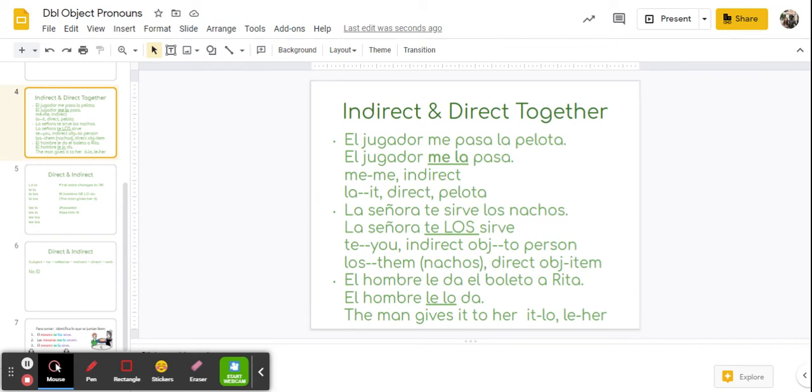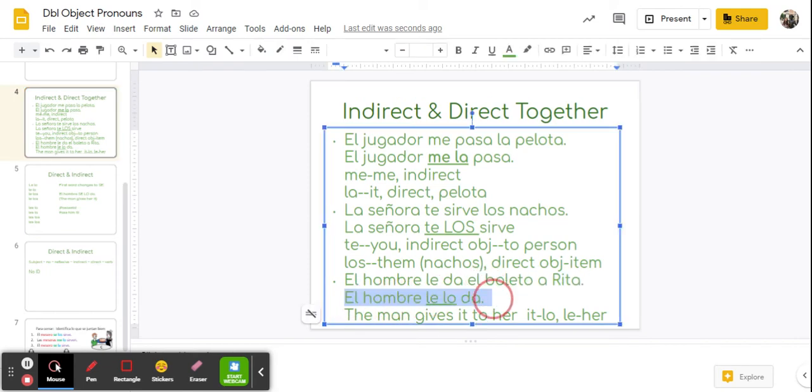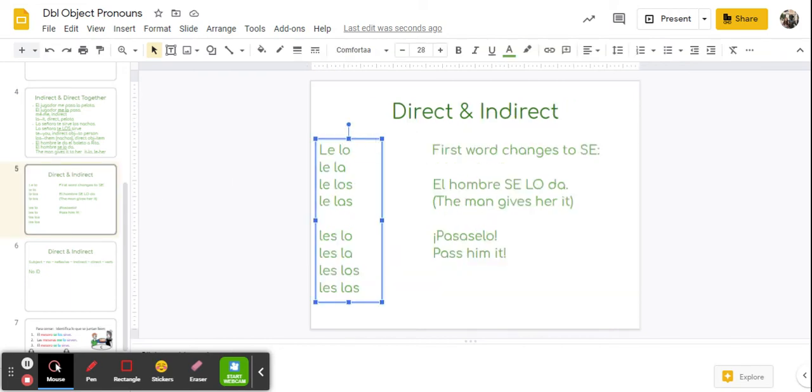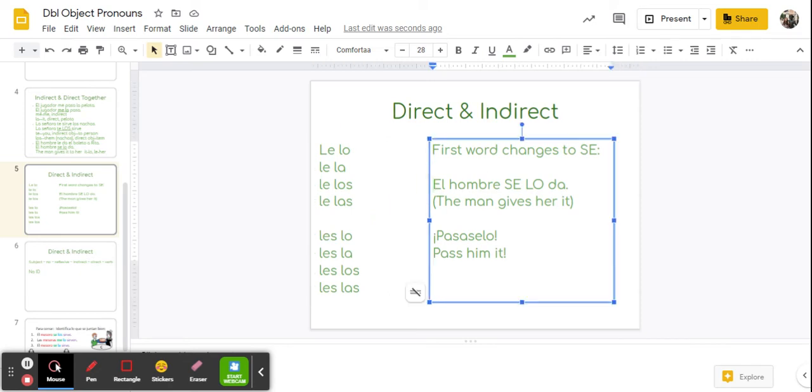Going back to this last one where I wrote el hombre le lo da, I'm actually going to have to change this le to se. And the reason for that is if I have any of this combination in a row, le lo, le la, le los, le las, this le word is going to change to se. So it should be really like el hombre se lo da. The reason for this is they don't want to have two L words in a row, they want it to sound prettier. So the first word changes to a se in that case.